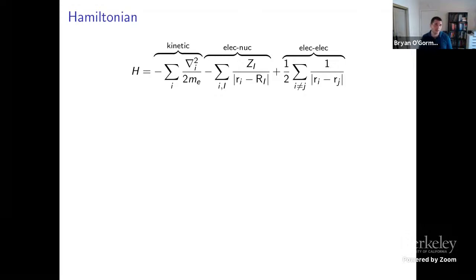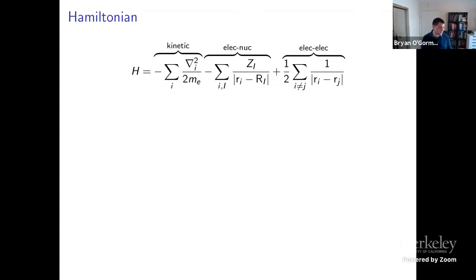So there's an interaction between the electrons and the nuclei. This Zi is just the charge of the nuclei. And these are oppositely charged particles, so this contributes negative energy. And then there's the interaction of the electrons with themselves. And they're both positively charged, and so this is a repulsive interaction. They want to move away from each other.